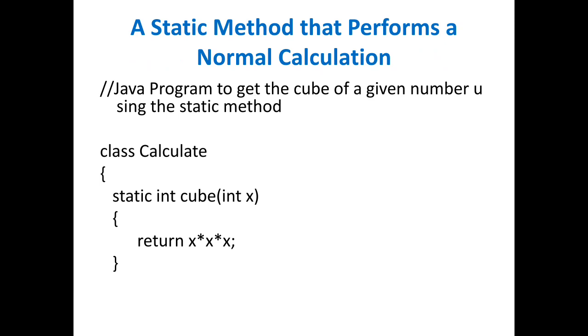Next one is static method that performs a normal calculation. A simple program. Here a class is the calculate. So within the calculate class we have cube method which is static method, and here we are going to find the cube, that is x into x into x. We are going to return it.